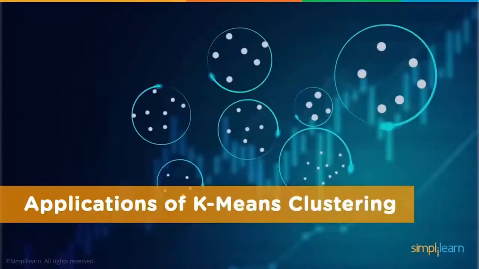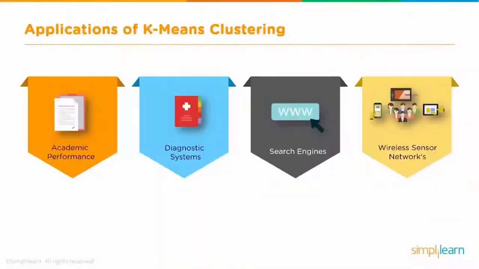So what are some of the applications of k-means clustering? K-means clustering is used in a variety of business cases in real life, starting from academic performance, diagnostic systems, search engines, and wireless sensor networks, and many more. So let us take a little deeper look at each of these examples. Academic performance. So based on the scores, the students are categorized into A, B, C, and so on.